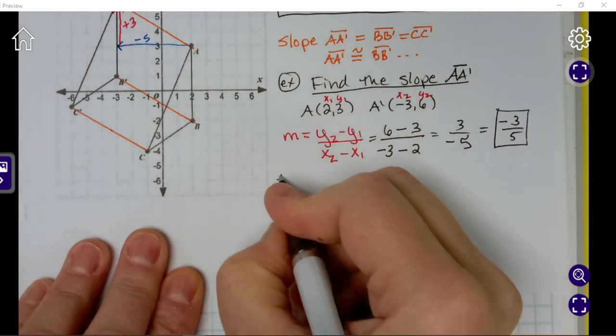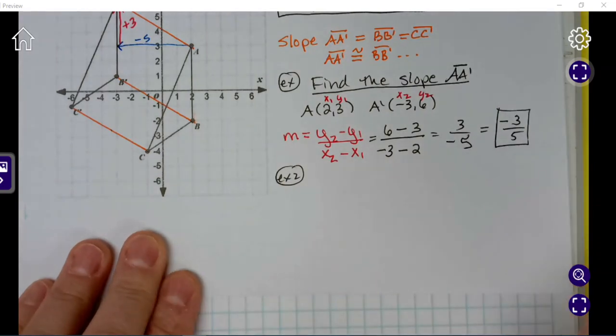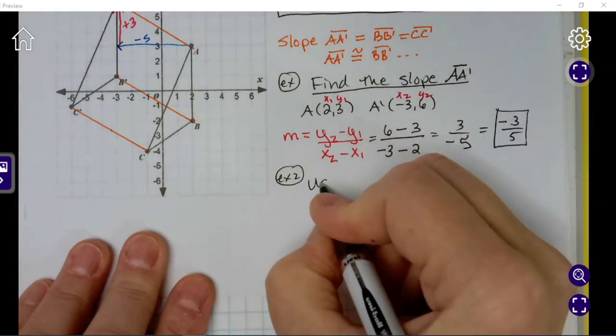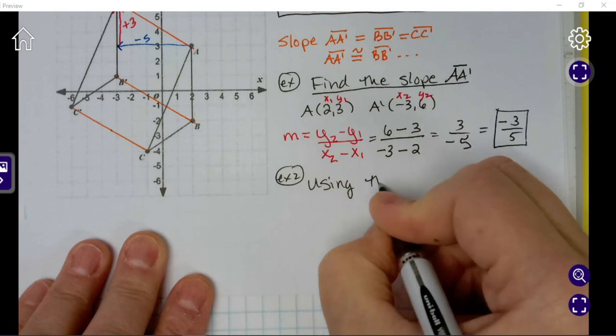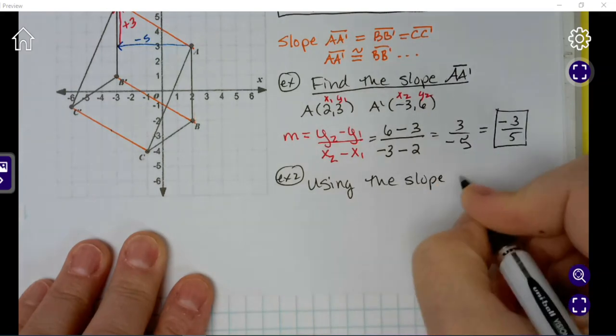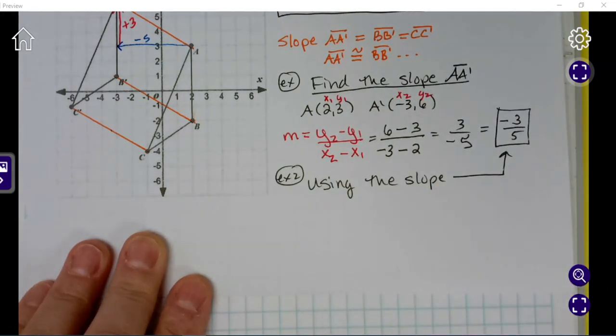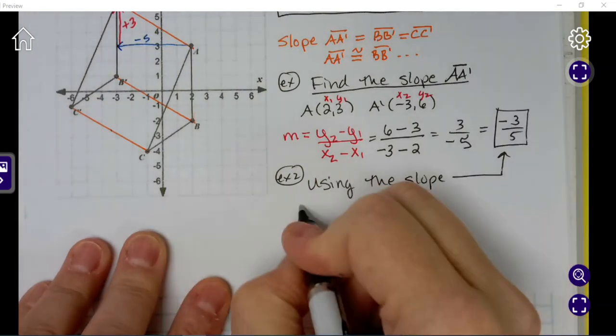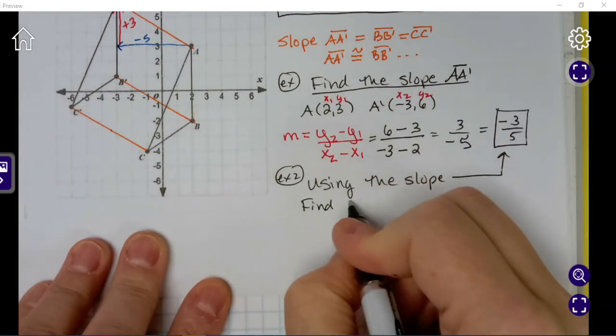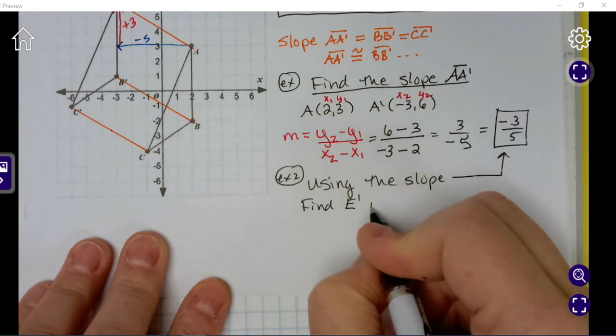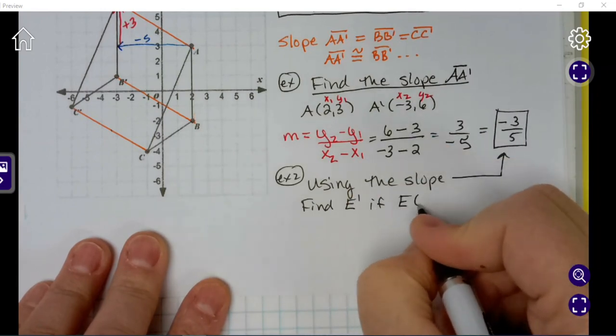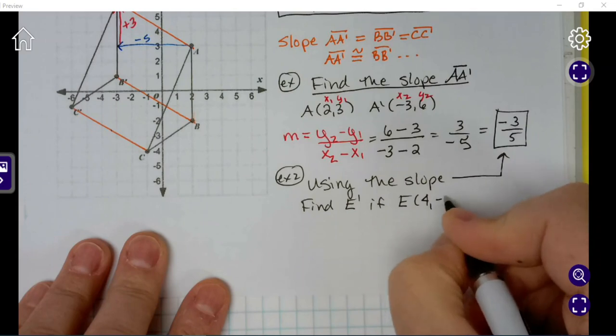All right, example 2. Now that you've found the slope, so this is the question, is using the slope, which is got as negative 3/5, find E prime if point E is the point for negative 1.